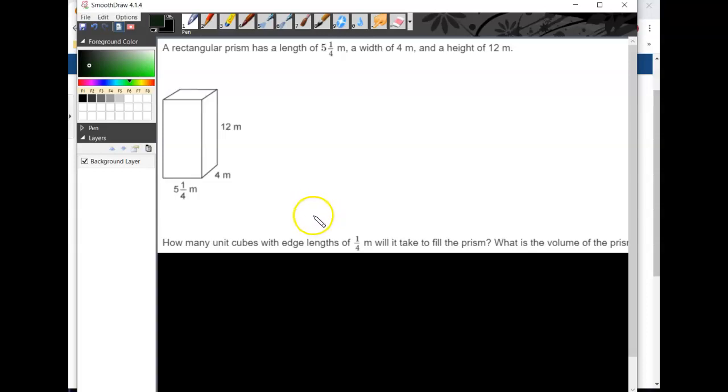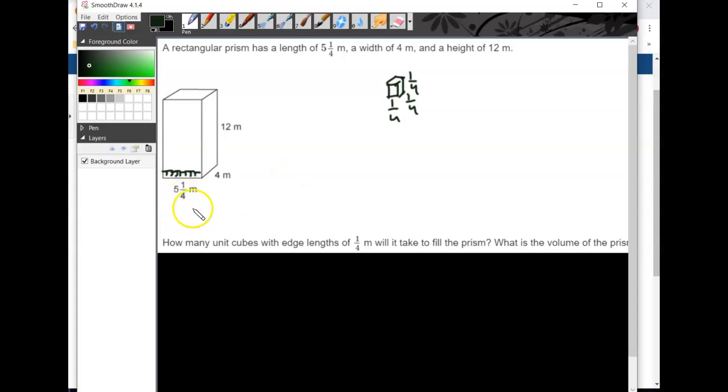Okay, so if we're thinking unit cubes that are just 1/4 of a meter, each little unit cube is going to be 1/4 by 1/4 by 1/4. The length, width, and height are each going to be 1/4. And if you try to imagine squeezing those in, I can't really do this to scale, but if I squeeze 4 of them in there, that'd be 1 meter. Another 4 would make 2 meters. Another 4 would make 3 meters. Another 4 would make 4 meters. And then just one more would make 5.25 meters.